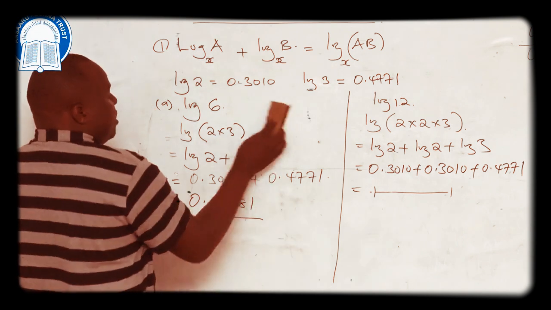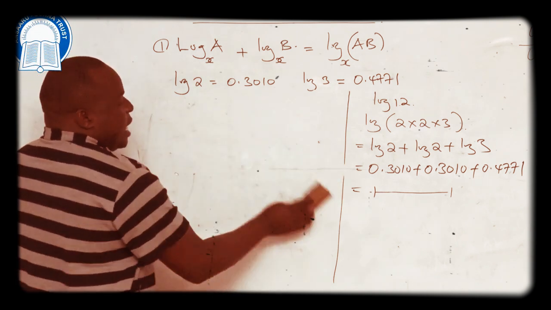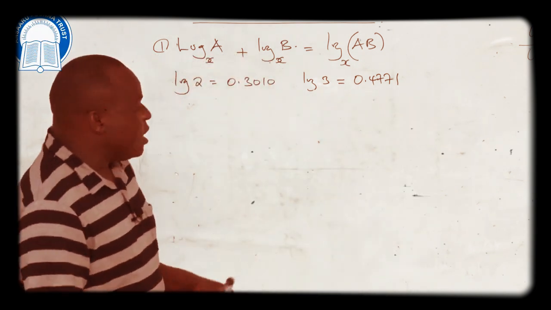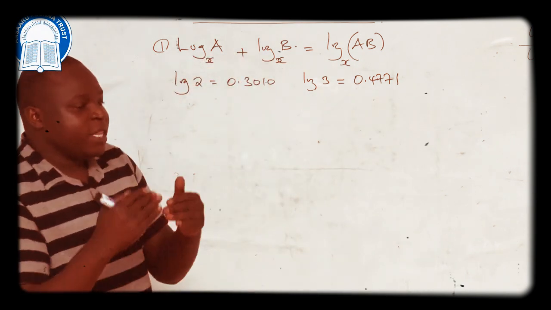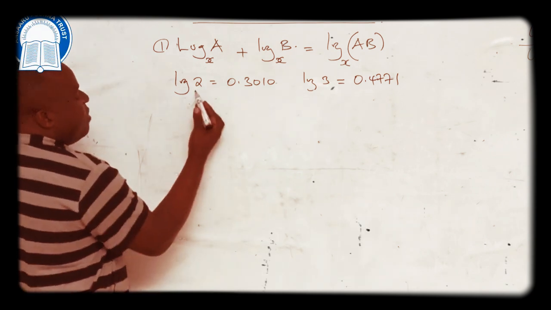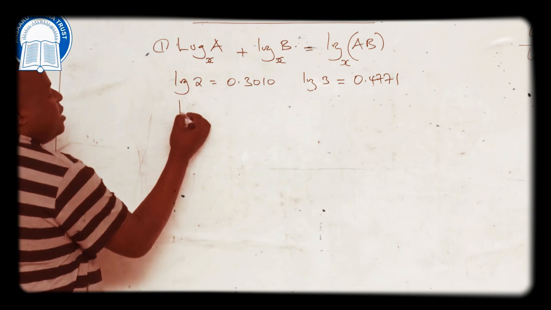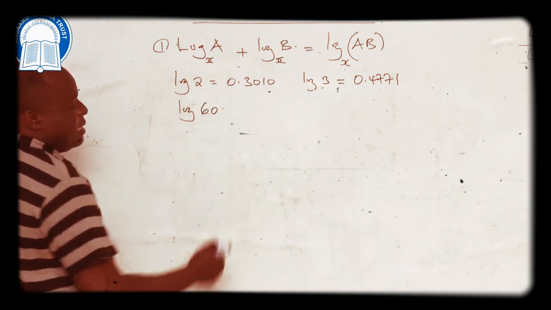Another example, still on the same. There can be a question like this, slightly different, and I really want you to get the concept in it. They said given that log 2 is this, log 3 is this, find the value of, then it's now log 60.